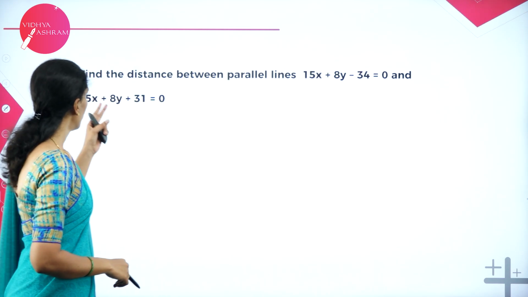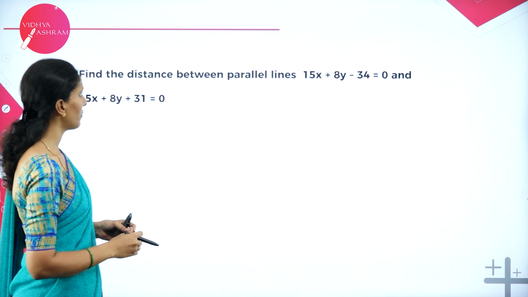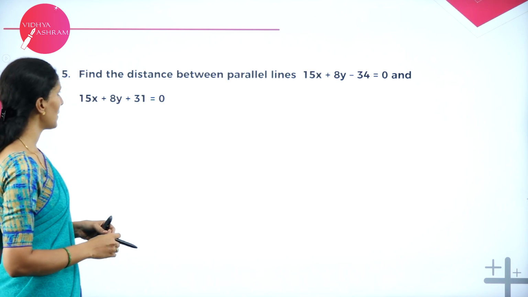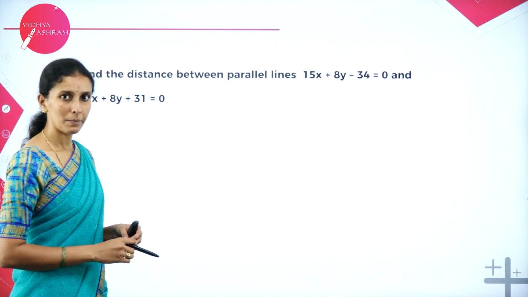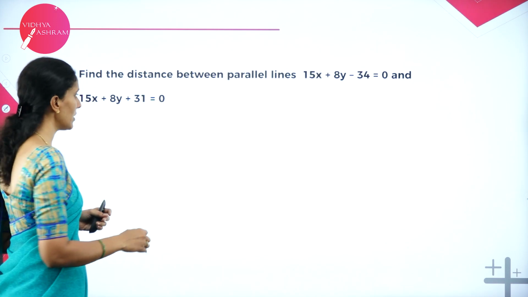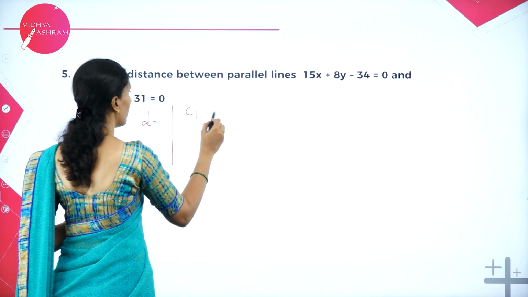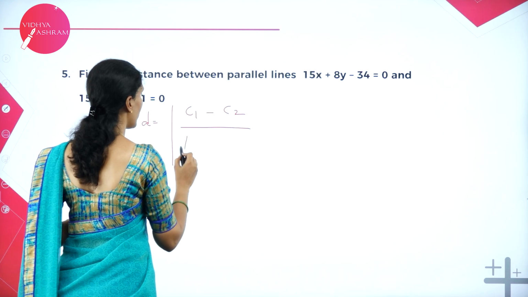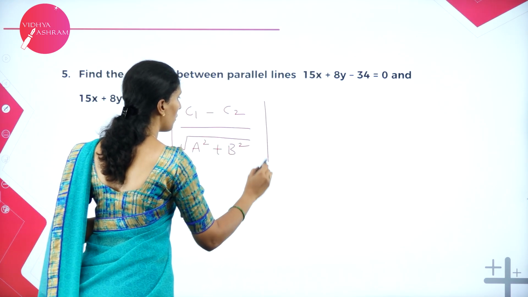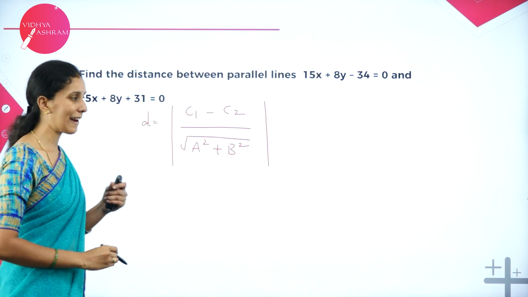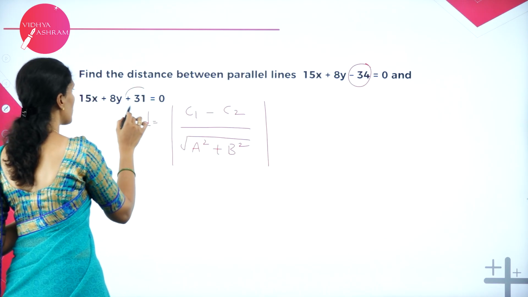Next we have to find the distance between the parallel lines 15x plus 8y minus 34 is equal to 0 and 15x plus 8y plus 31 is equal to 0. Again the values of A and B will be the same, only C1 and C2 differ. So therefore D is equal to modulus of C1 minus C2 divided by square root of A square plus B square. This is the formula to find the distance between parallel lines. Value of C1 is minus 34, value of C2 is plus 31.